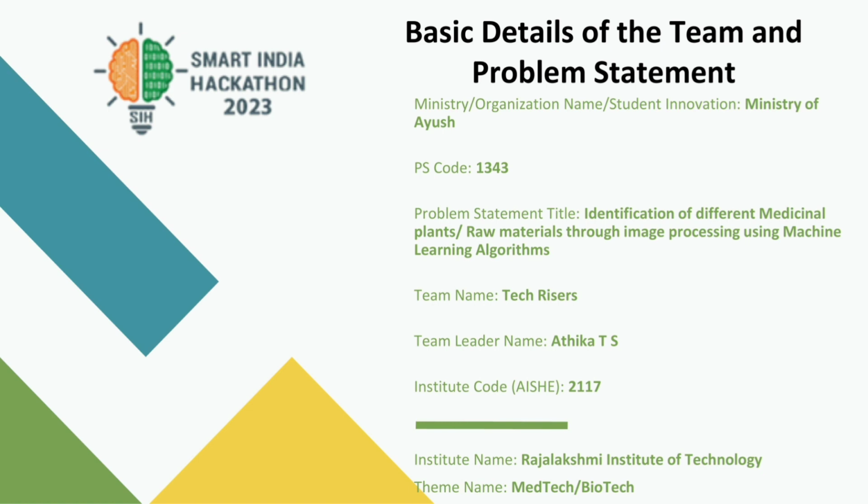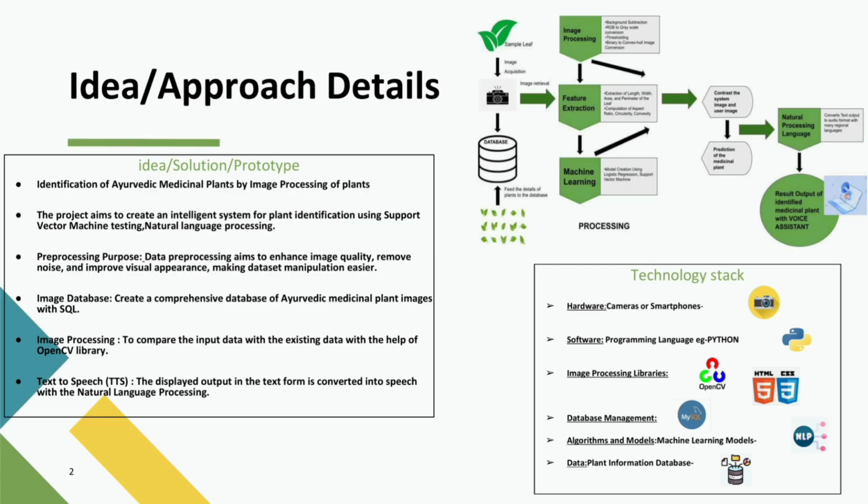Our problem statement for SIH 2023 is identification of different medicinal plants or raw material through image processing using machine learning algorithms, and the code is 1343. This problem statement is from the Ministry of Ayush, and our central idea was to identify medicinal plants by image processing. As we know, nothing is actually new under the sun, so we decided to have a different approach towards this problem statement.